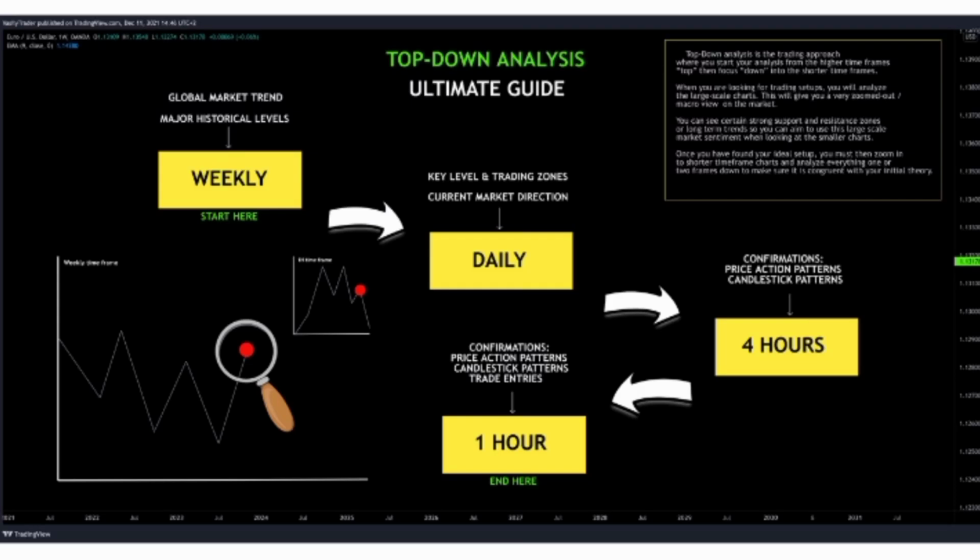Everybody knows how to do top-down analysis, but not everybody knows how to do it in a smart money way. In today's video, I will show you exactly how I do my top-down analysis perfectly. We are going to be using only 3 time frames: the 4-hour time frame, 1-hour time frame, and the 15 minutes time frame only. Anything bigger than that, I'm out of it.